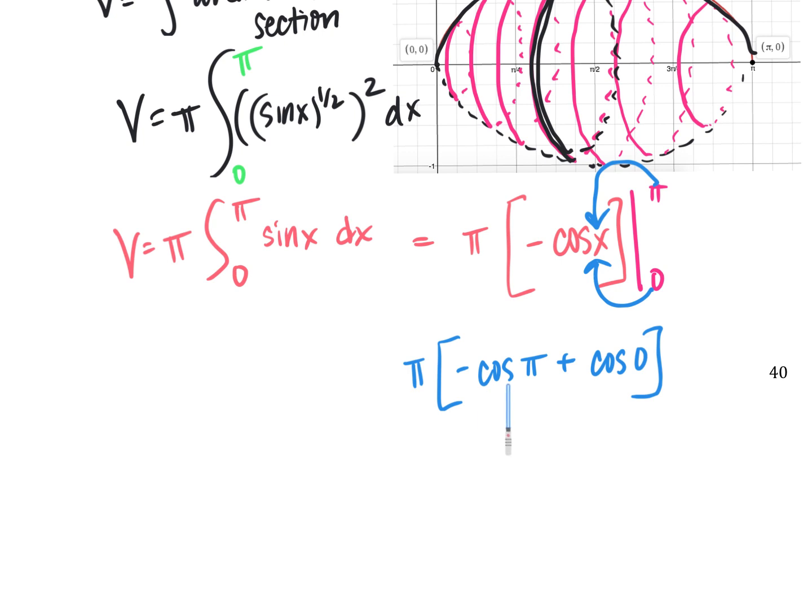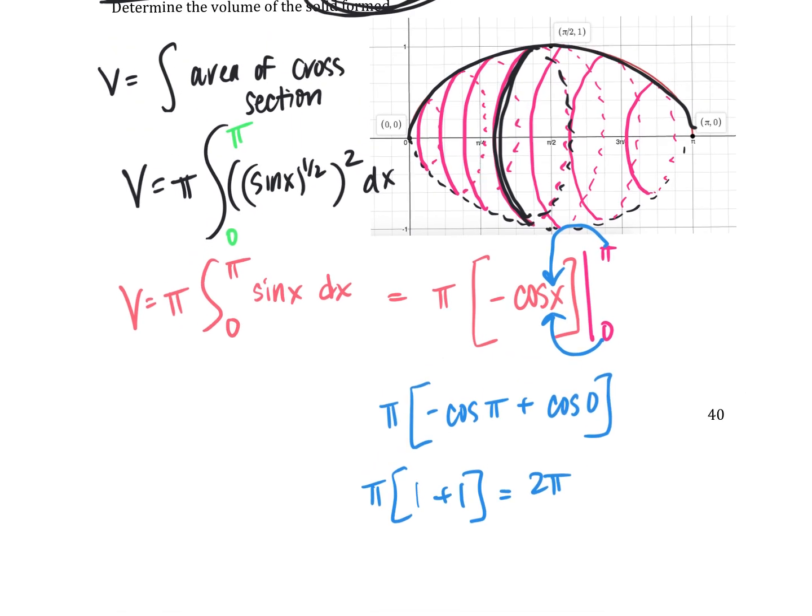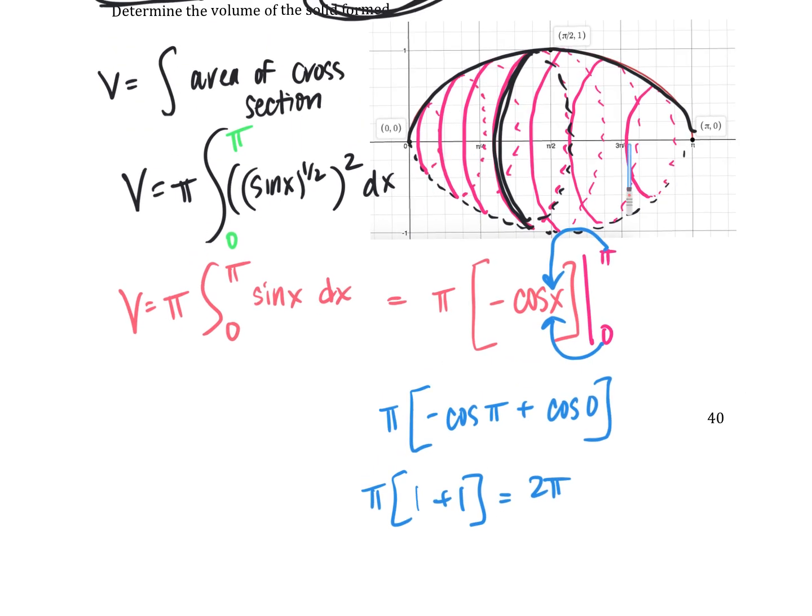What is the cosine at pi? Here's the unit circle, half a pi, pi. Cosine of the x value is -1. So there's just going to be 1 plus 1, final answer, 2 pi, is the volume of this solid egg that you just ate.